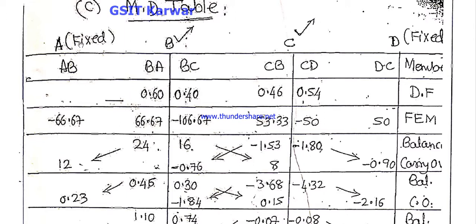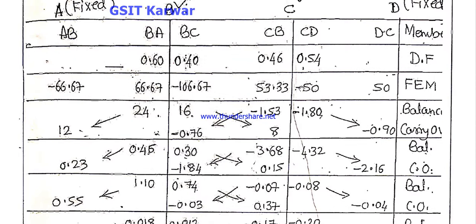You can also write in brackets the support condition. The end support condition is fixed here, and here also fixed. In the next row you should write the distribution factor, which we already calculated. For span BA 0.6 and for span BC 0.4. Whatever values we calculated, you can write in the distribution factor row according to the member, according to the span.